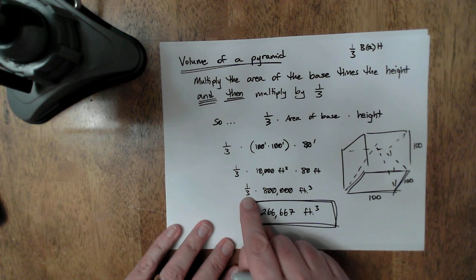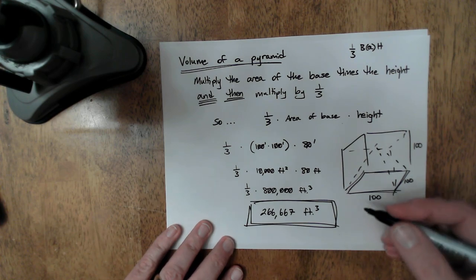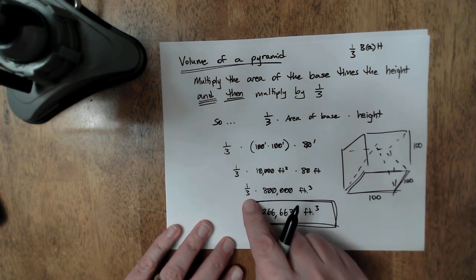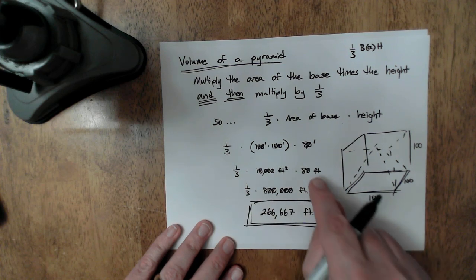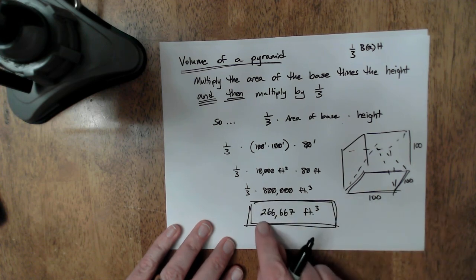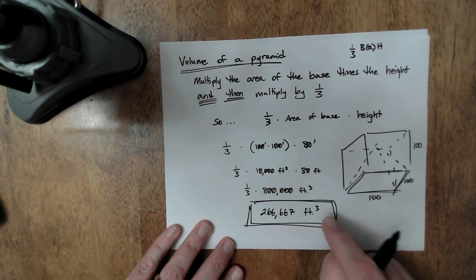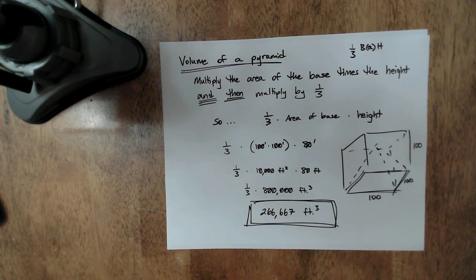Then we multiply that times 1/3, and it doesn't matter if it's a square-based pyramid or a hexagon-based pyramid. For any pyramid, you always multiply the base area times the height, and then multiply it times 1/3. In this case, I'm not crazy about that number, but it's 266,667 feet cubed. And that's how you find the volume of a pyramid. For the surface area, you just calculate the area of each of the components and add them together. For the volume, it's the area of the base, times the height, times 1/3. I'll come back with cones in just a little bit.